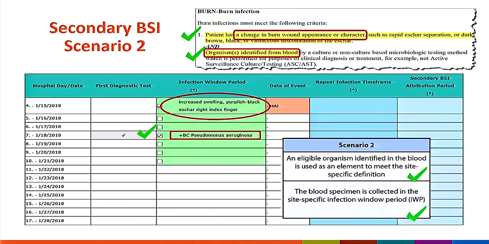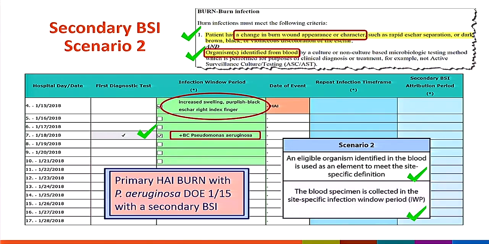And in this case, this patient has a burn infection, HAI, with Pseudomonas aeruginosa. Date of event is 1/15, and the patient has a secondary BSI.